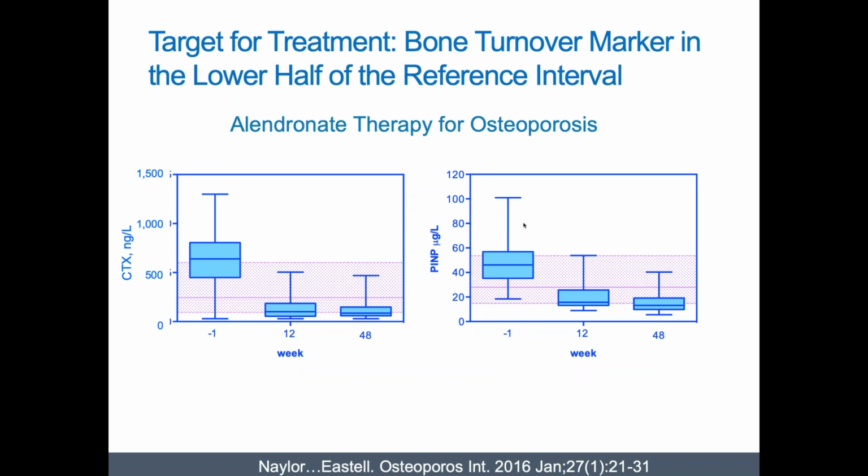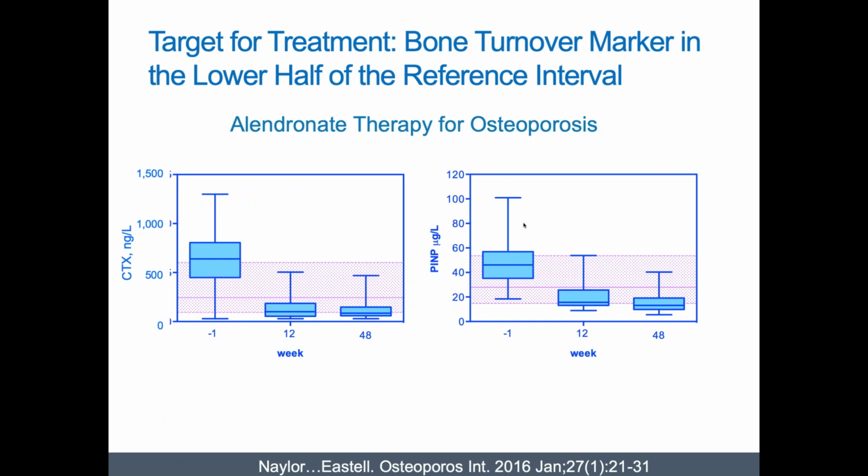Now, not everybody is able to get a measurement before the treatment is started. And sometimes the patient presents to us when they're already on treatment. So a second approach that we can use to identify a responder is shown here. If we look at the CTX in the left-hand panel, you can see from the box and whisker plot before we start the treatment that many patients are either above normal or in the upper half of normal, and almost nobody is below the horizontal line that's at about 280.